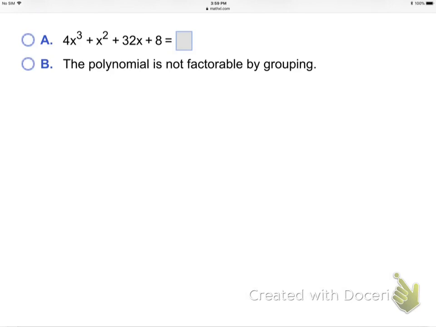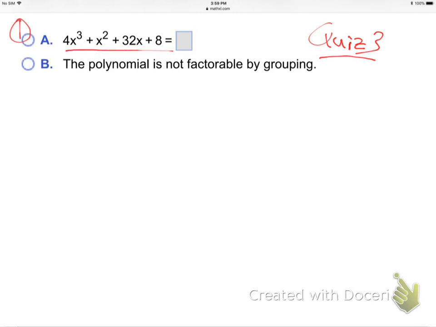Okay, so here is quiz number 3. Question number 1, which is right here. Alright, so this is quiz 3, question number 1. So they're asking us to factor that.